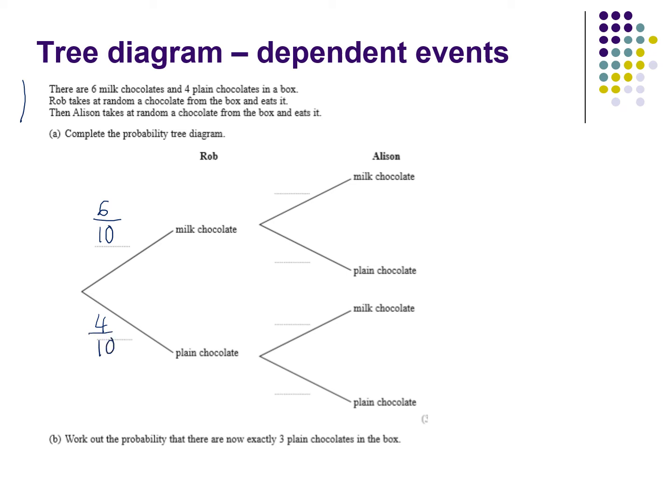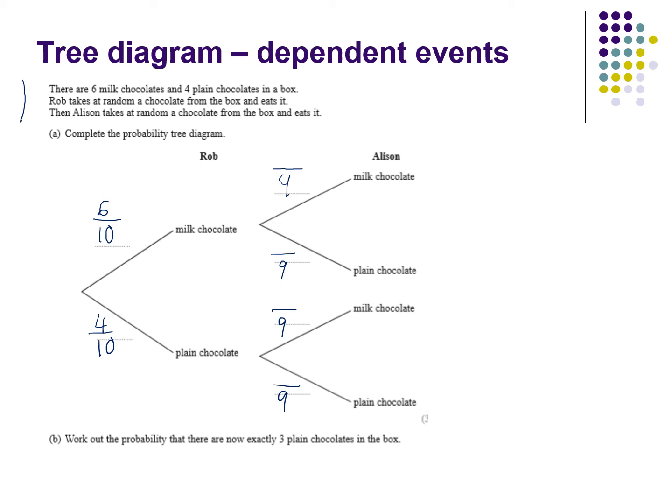Now here's the bit where you've got to think about this carefully. Now, Alison is now going to choose her chocolate. Okay, Rob has eaten a milk chocolate. So what's the probability that Alison will choose a milk chocolate? Well, the first thing to say is the probability is going to be out of how many chocolates there are in the box. And for all of these, Rob's eaten one. Okay, so all of these probabilities are going to be out of 9, aren't they? Because he's eaten one and there's only 9 left.